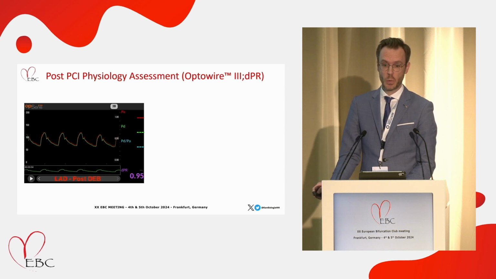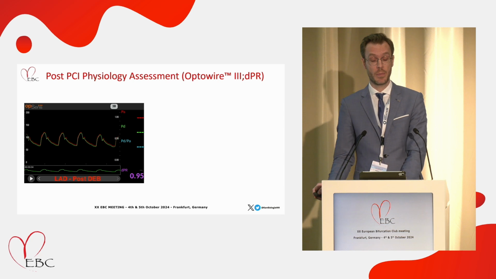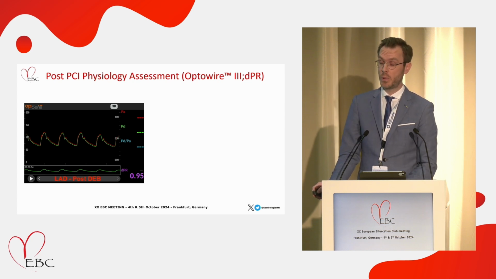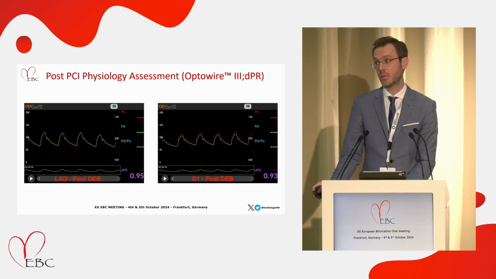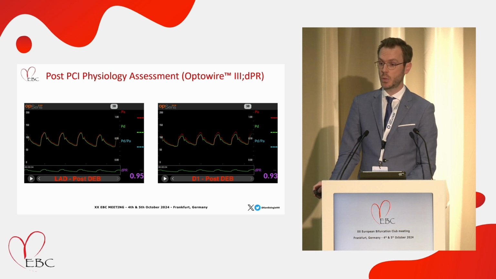So what we did, IVUS guided, but we have this wire on the shelf, and we did a physiology assessment, and we can see that the non-hyperemic index improved from 0.86 to 0.95. And of course, if you have it on the shelf, also, because now you have a little bit of a pinch of D1, the value is quite stable at 0.93.